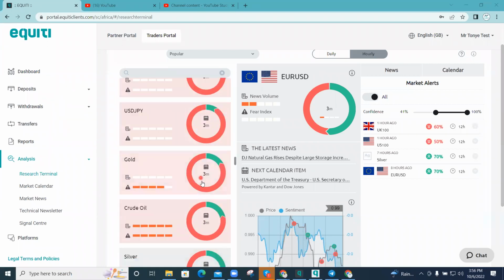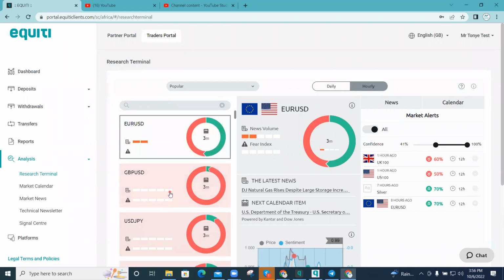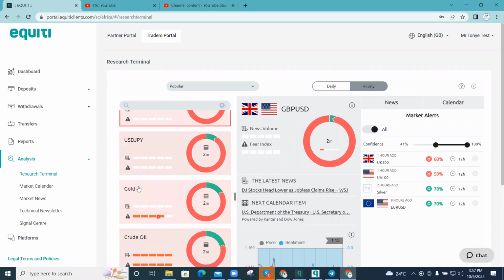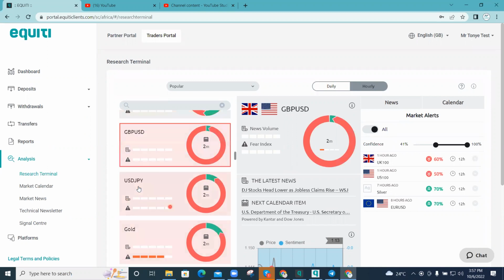So yes, we're expecting some news to rock GBP USD in the next 3 minutes, but it's a low impact expected news by my news volume here, because none of the bars are filled, and also there is no extreme positivity or negativity to this news. And so it simply means people are not even interested. People don't even care what that news is going to be.